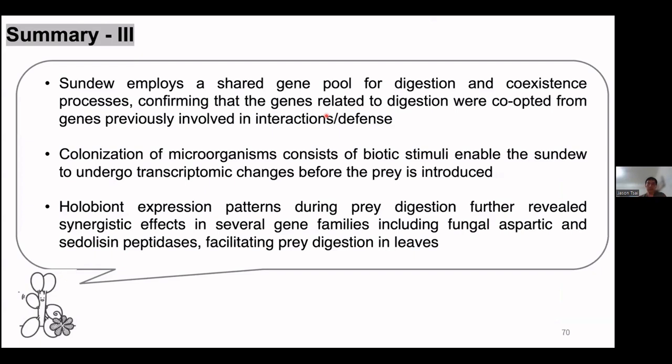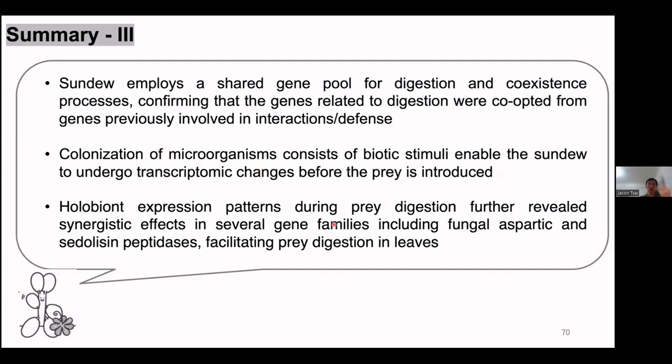To summarize, some deals employed a shared gene pool for digestion and coexistence processes, and confirmed that the genes related to digestion were indeed co-opted from genes previously involved in defense interactions. And colonization of microorganisms, not just Aquodontium, but any microorganisms, consists of biotic stimuli that enable the plant to undergo transcriptomic changes before the prey is even introduced, at the prime state.